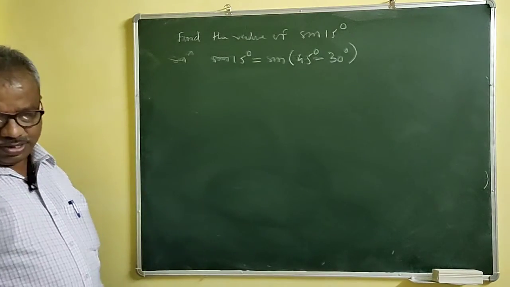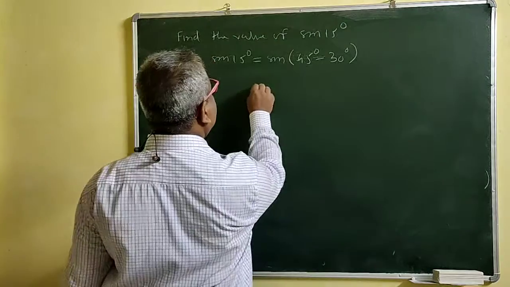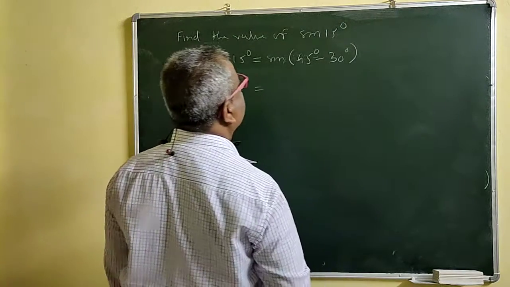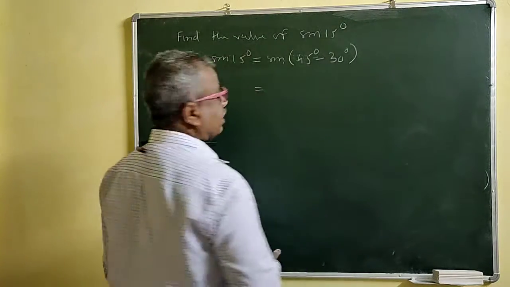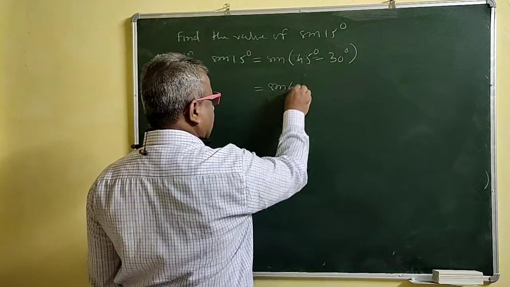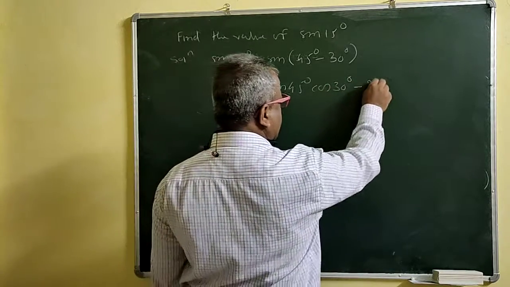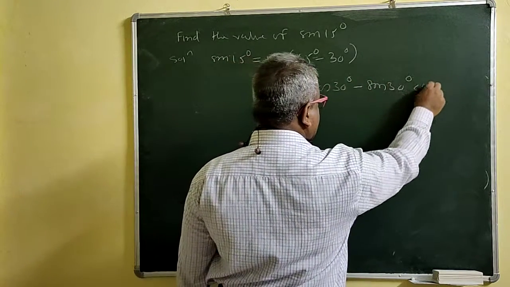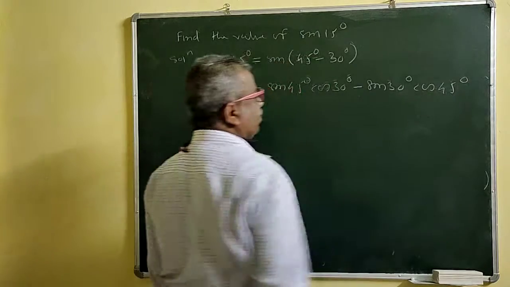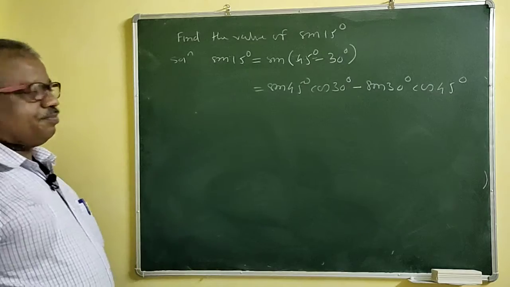Now apply your sine A minus B formula, but write A as 45 degree and B as 30 degree. So this is sine A cos B minus sine B cos A. Just say the formula.